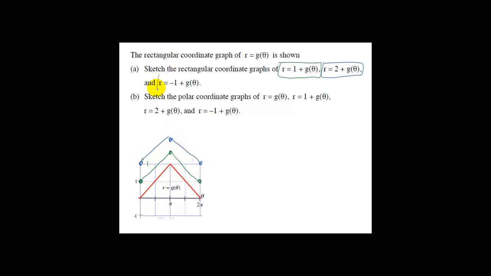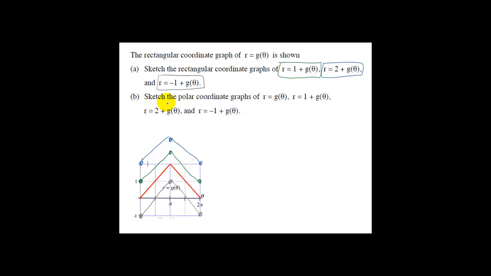And then let's go ahead and put on r equal negative 1 plus g of theta. So that would be shifted down 1, down 1, and down 1. So that one would look like this. So as we look at these in our rectangular world, this adding 1, adding 2, or subtracting 1 just has a vertical translation. How does that affect the graph in the polar world, though?